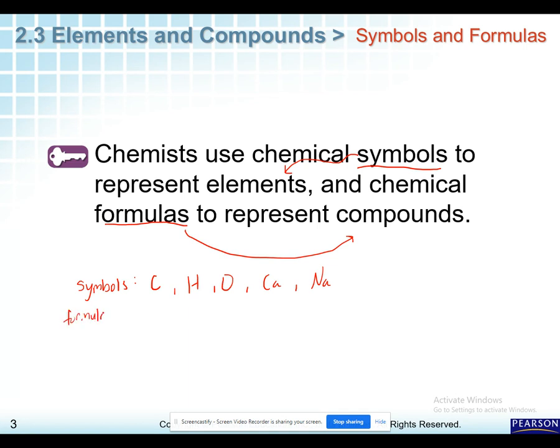Formulas are where you take these symbols and you combine them. So formulas are like the one we saw for sugar, C12H22O11. So you see how we combine these three symbols to make a formula. Even H2O, I've taken oxygen and hydrogen and combined them to make a formula.